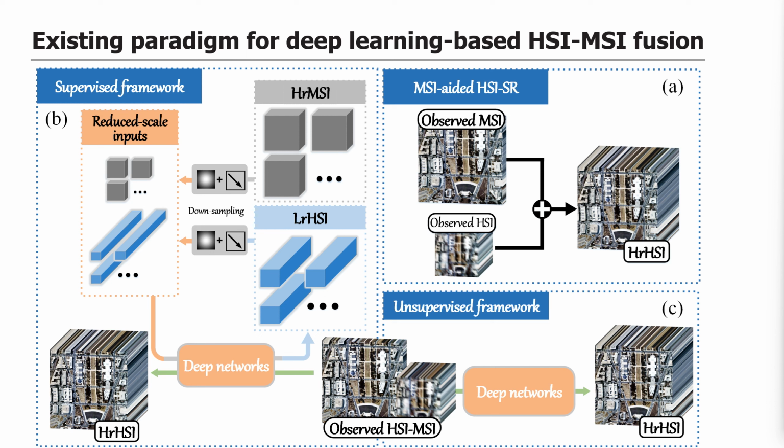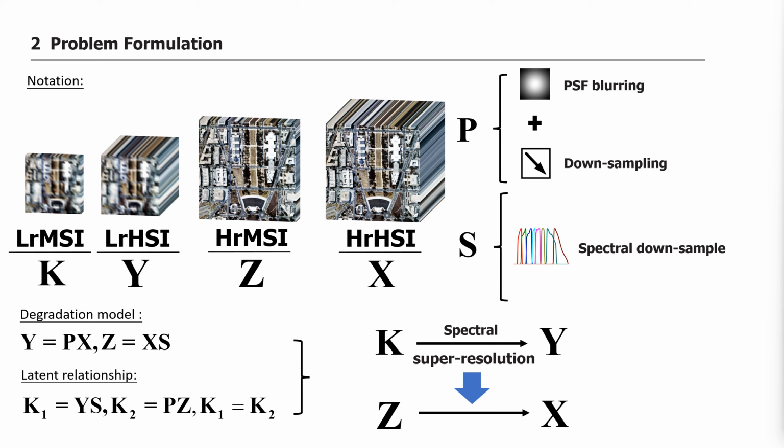Before introduction, some notations should be given. K stands for Low Spatial Resolution Multispectral Image, Y stands for Low Spatial Resolution Hyperspectral Image, Z stands for High Spatial Resolution Multispectral Image, X stands for High Spatial Resolution Hyperspectral Image, P is matrix representing PSF blurring kernel and downsampling operator for spatial degradation, S is matrix representing spectral response function for spectral degradation.